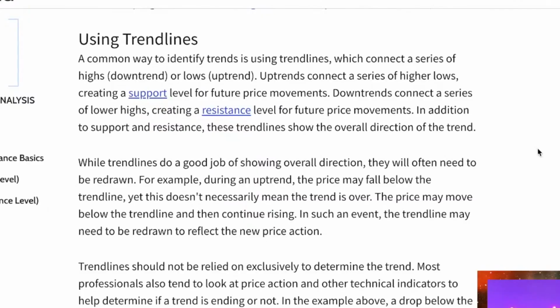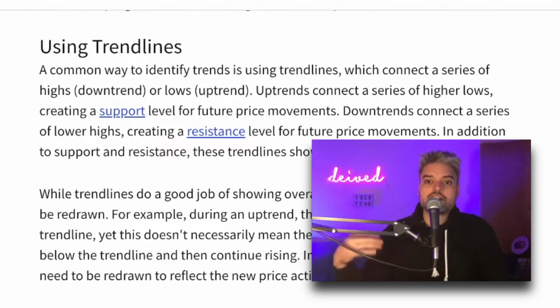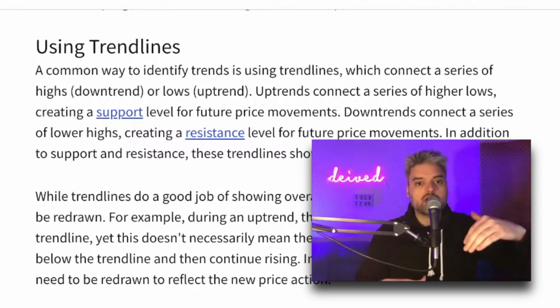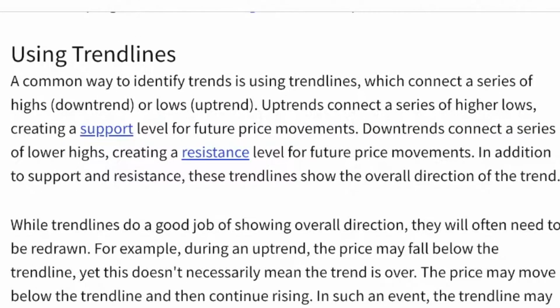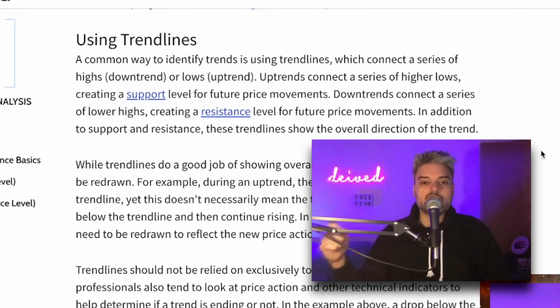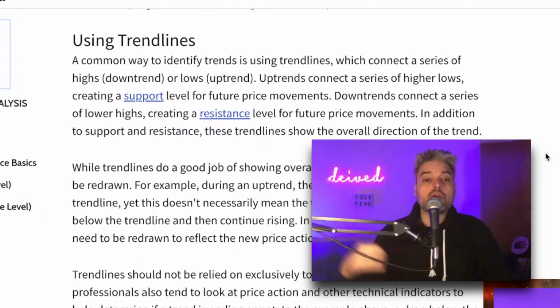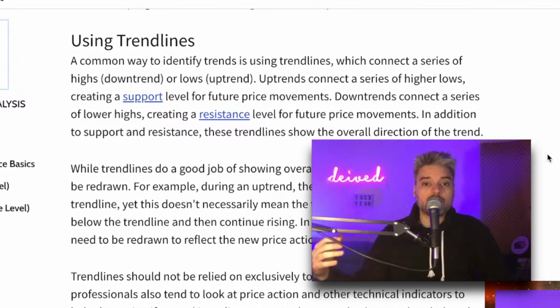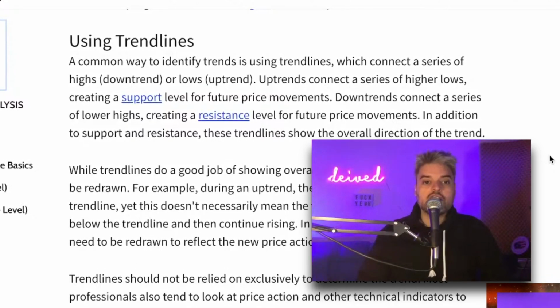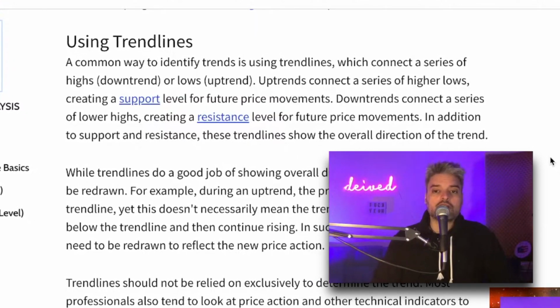Using trend lines. A common way to identify trends is using trend lines, which connect a series of highs, downtrend, or lows, uptrend. Uptrends connect a series of higher lows, creating a support level for future price movement. Downtrends connect a series of lower highs, creating a resistance level for future price movement. In addition to support and resistance, these trend lines show the overall direction of the trend.